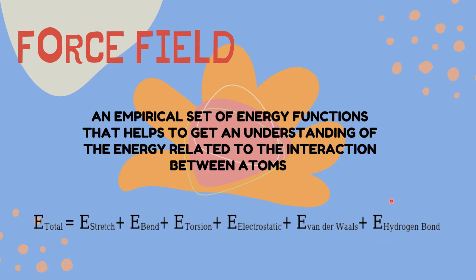And the last is the hydrogen bond term, or E hydrogen bond, which describes the energy between atoms that have the potential to form hydrogen bonds. It is approximated by using 12-10 potential, which is similar to the Lennard-Jones potential, but the attractive interaction between atoms disappears faster in this case.